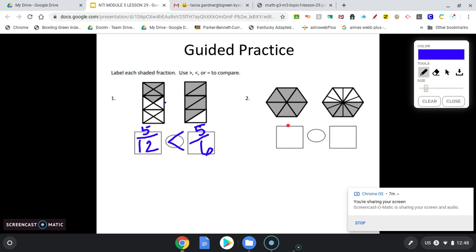Let's look at this one. Let's write the fraction of the shaded part. 1, 2, 3, 4, 5, 6. So 6/6 are shaded in. And that is equal to what? 1 whole. And let's look at this one. 1, 2, 3, 4, 5, 6. So 6, 7, 8, 9, 10, 11, 12. So 6/12. So which covers more area? Well, of course, 6/6 is greater than 6/12 because it covers all of the shape. Great job, boys and girls. You're doing wonderfully. Let's keep going.